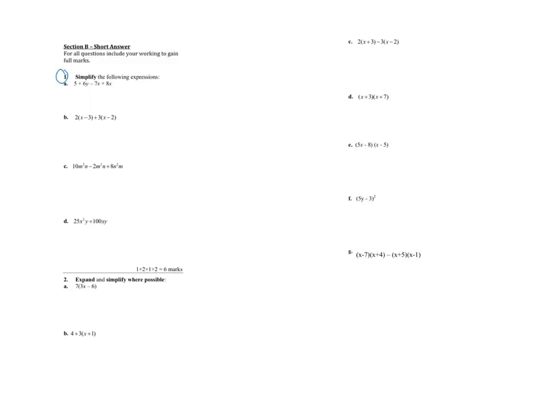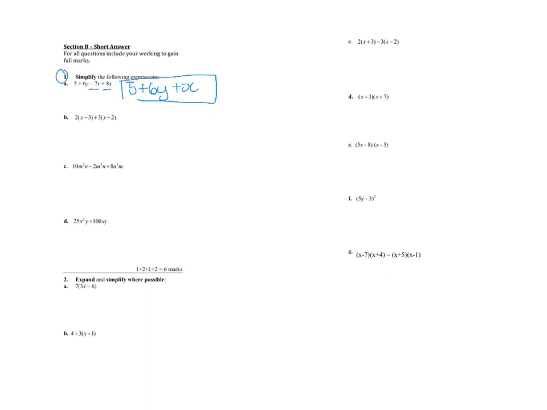Okay, with question 1 and simplify, you simplify by grouping like terms. Because -7x and 8x are like terms, we can group them. So we get 5 plus 6y, and -7x plus 8x will be plus 1 plus x.